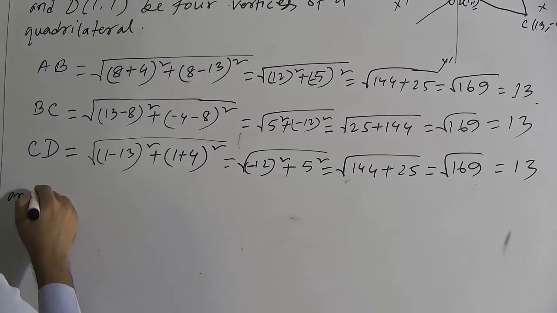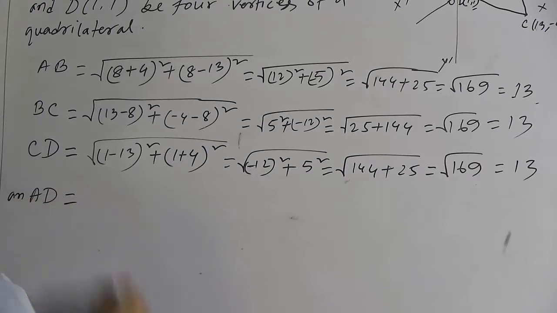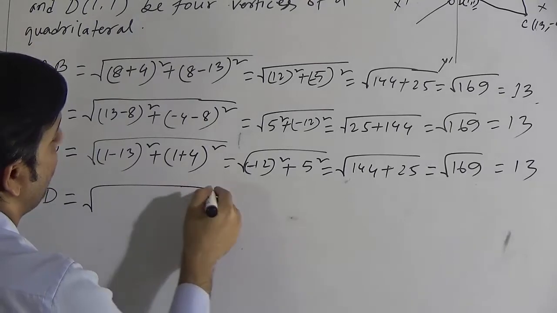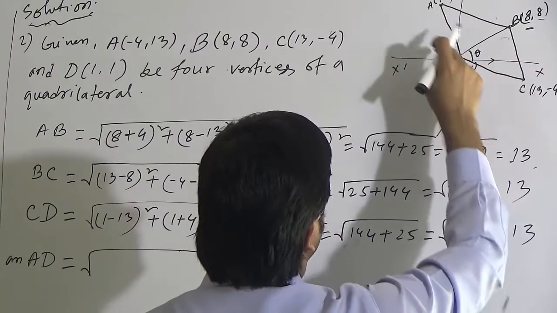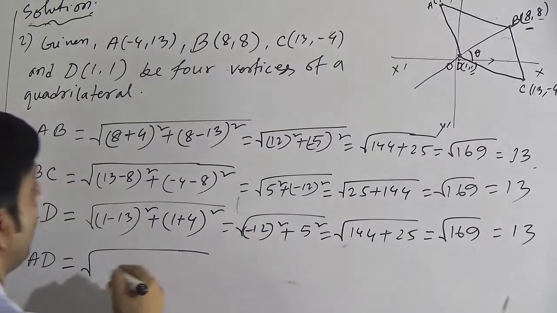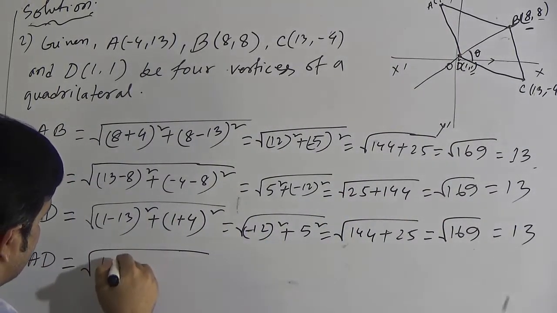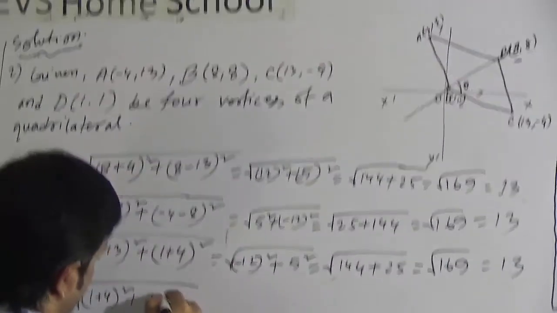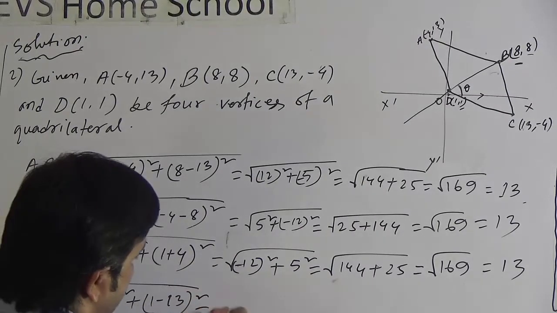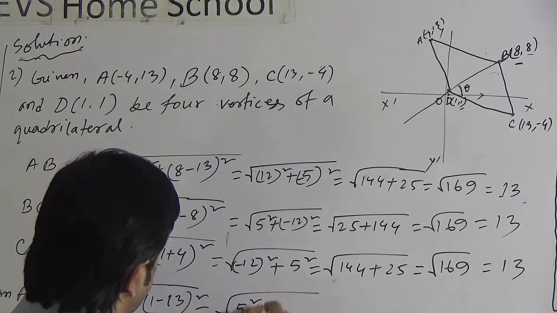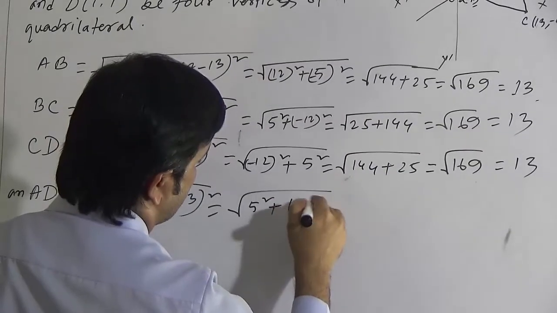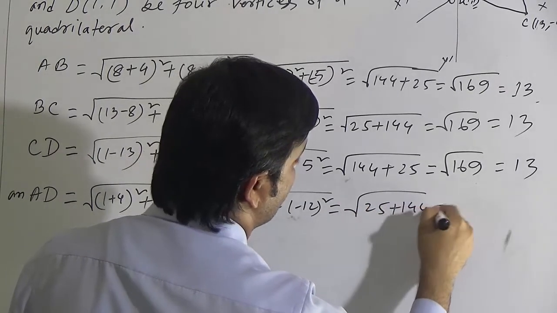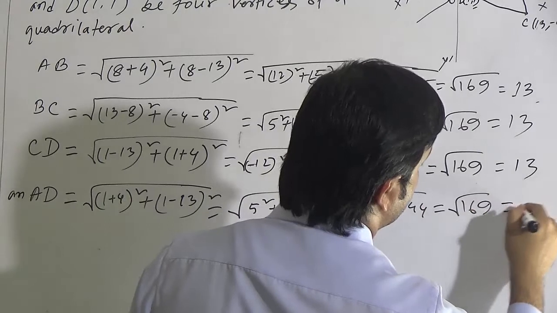Here we can determine the length AD. Now AD or DA, if we determine, I have written AD, so I have taken the point here as first one and this is second one. So we can determine (1 minus minus 4) squared, that is (1 plus 4) whole square, plus (1 minus 13) the whole square, that is equal to 5 square plus minus 12 whole square, that is equal to 25 plus 144, that is equal to 169, which means 13.